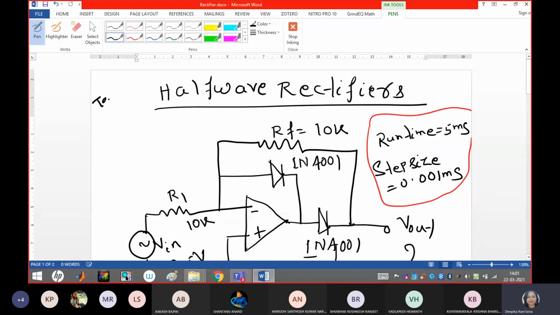Guys, this is your new task. How many tasks have you uploaded? Two, ma'am, one and two. So just label this as 3. Okay, so write down the question: design of half wave and full wave rectifier circuits.